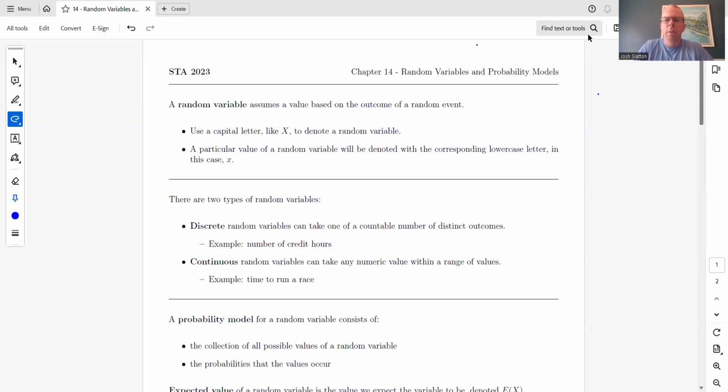All right, so chapter 14. So this is another chapter on probability, and this one's talking about random variables. And so this one's a little bit different. 12 and 13 are pretty closely related. 14 is kind of moving on to something a little bit different, but still probability.